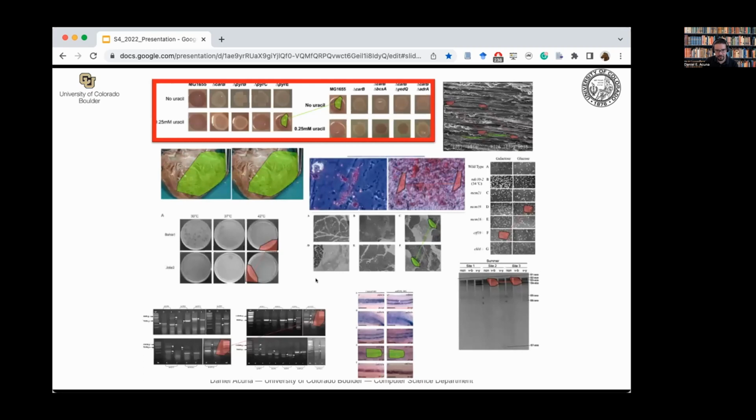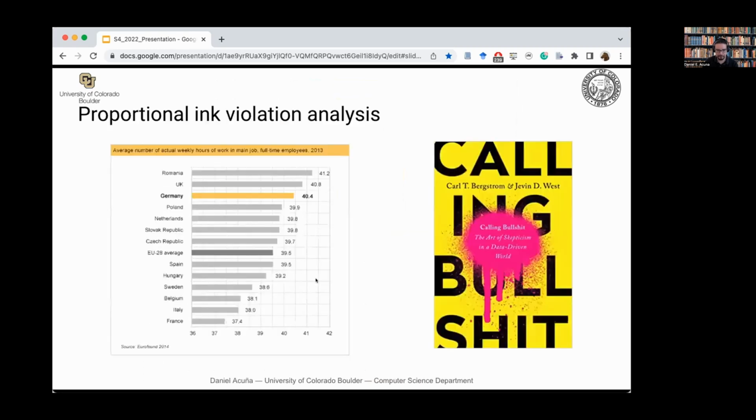Okay, and these are some examples of the stuff that we discover, and I will just skip that. We'll develop other things related to potentially discovering graphs that violate some graphical principles. So one of them is proportional ink violation analysis.